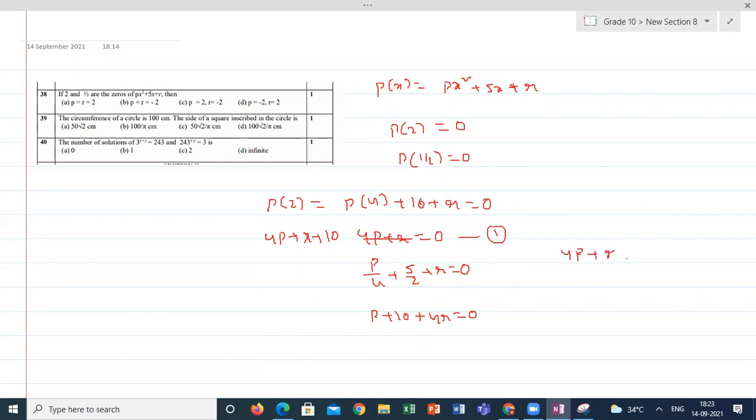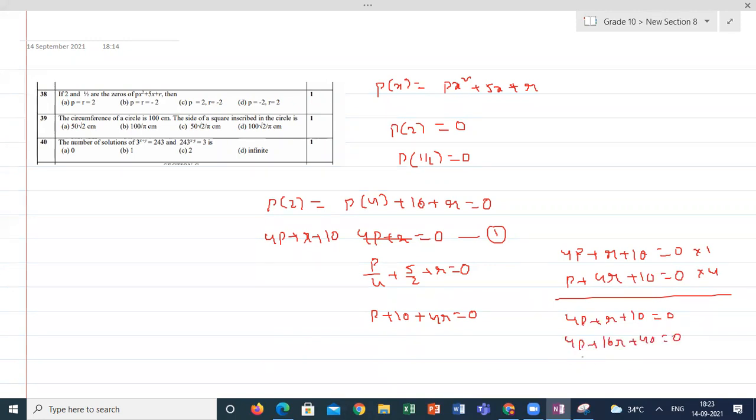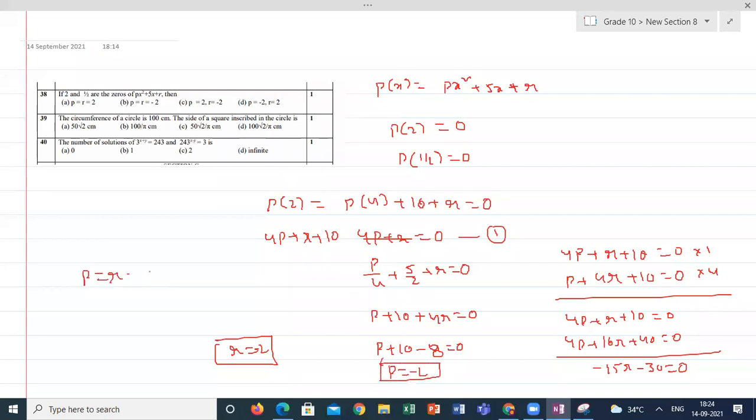So 4p + r + 10 = 0 and p + 4r + 10 = 0. I'm multiplying the second by 4. This will be 4p + r + 10 = 0 and 4p + 16r + 40 = 0. If I subtract, -15r - 30 = 0, where I get r = -2. If I substitute in this equation, p + 10 - 8 = 0, so p = -2. So the answer is p = r = -2.